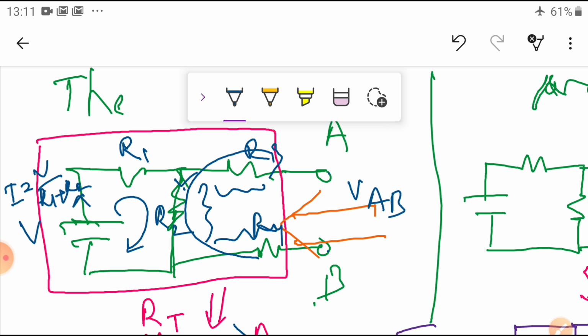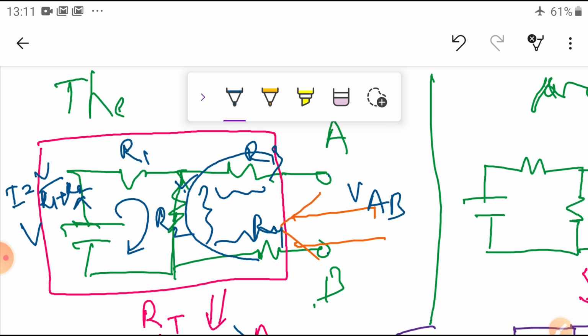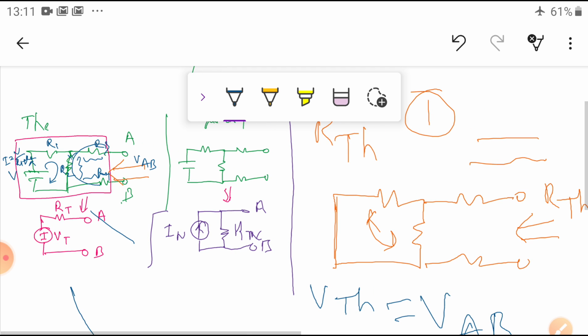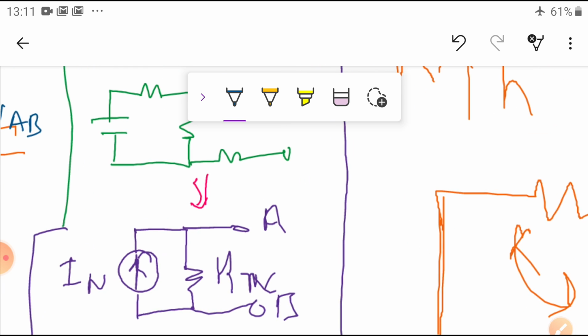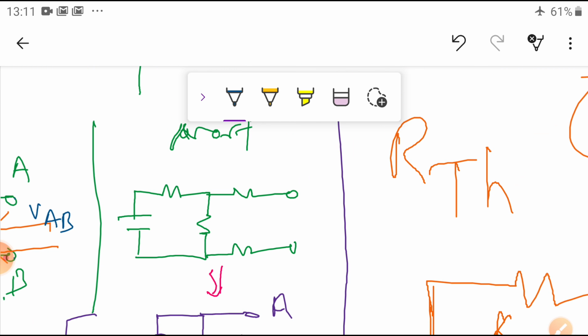Similarly, in Norton's theorem, you are going to find the current. It is so simple, just short it here. Then find the current here. How are you going to find it? If it is shorted, what will happen? This and this are connected in series, and both are connected in parallel with this one, and the total is connected in series with this one.